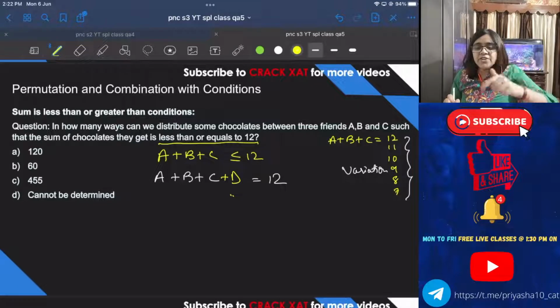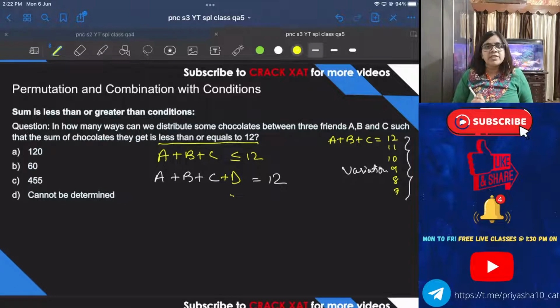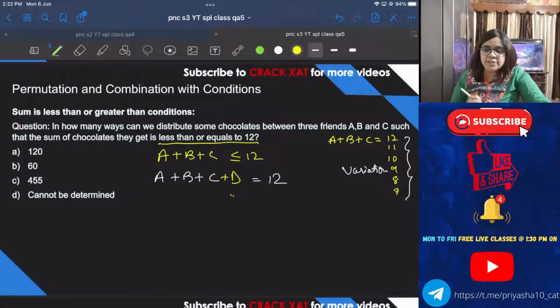And once I introduce this adjusting factor, what will happen next? This question is solvable, isn't it? A plus B plus C plus D is equal to 12. How many answers are possible? How many ways are possible? Who will tell me this quickly in the chat?